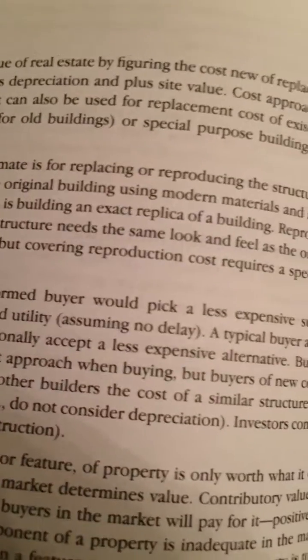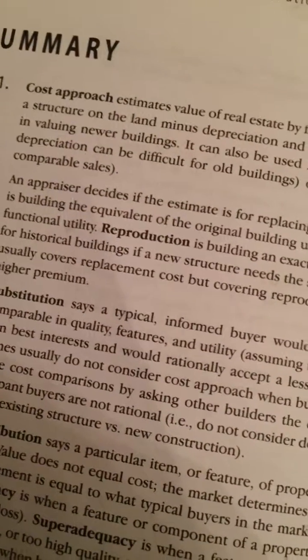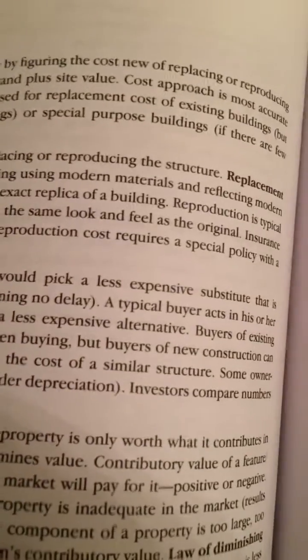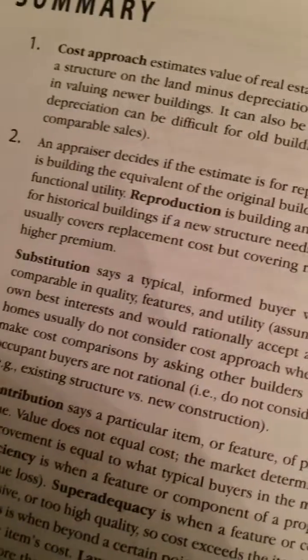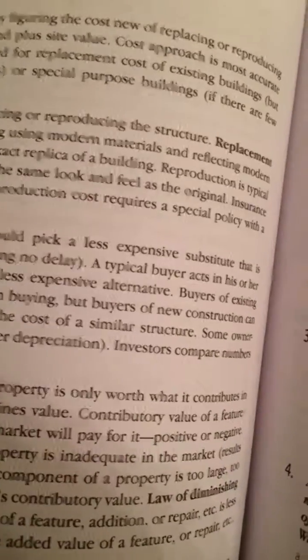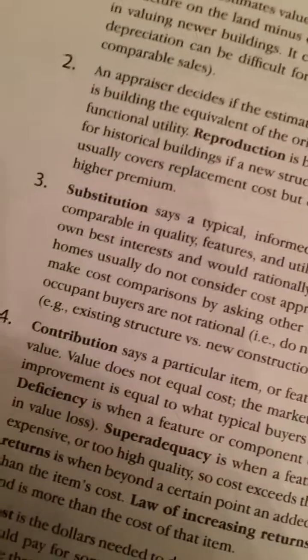Reproduction is building an exact replica of a building. Reproduction is typical for historical buildings. If a new structure needs the same look and feel as the original, insurance usually covers replacement costs, but covering reproduction costs requires a special policy with a higher premium.